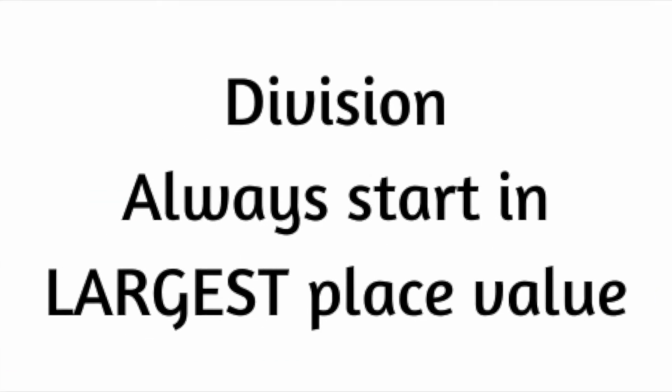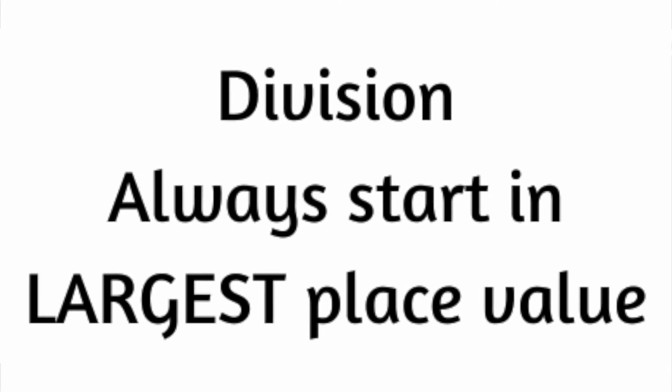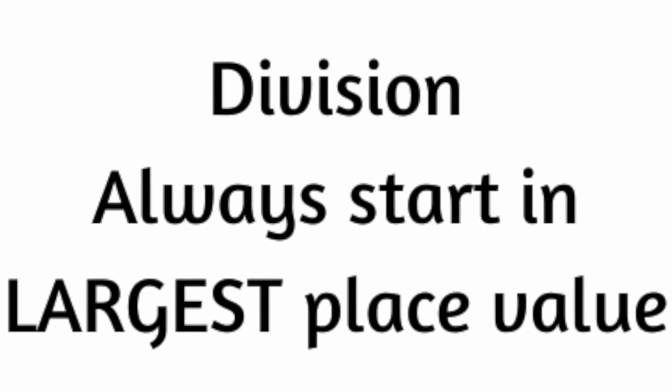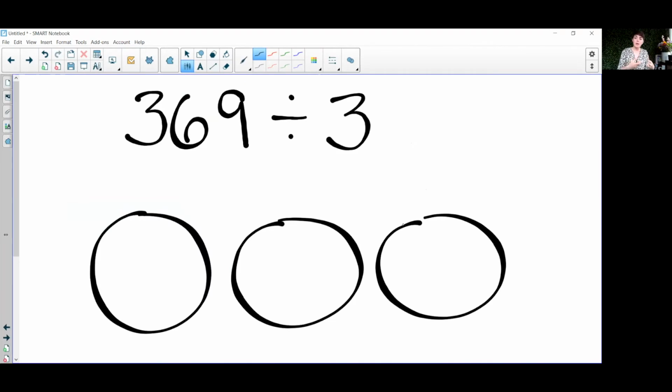When you are doing division, you always start in the largest place value and you work your way down. The opposite of multiplication. In multiplication, you start with your smallest place value and you work your way up, which makes sense because we remember that multiplication and division are opposites, right? They're inverse operations. So that's something that we're going to get started with.